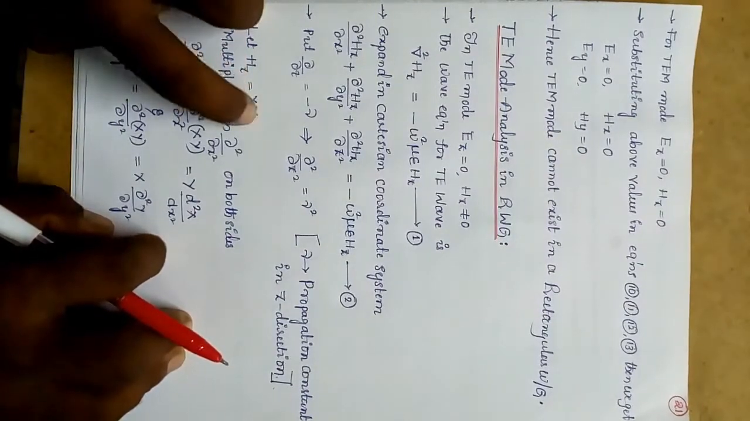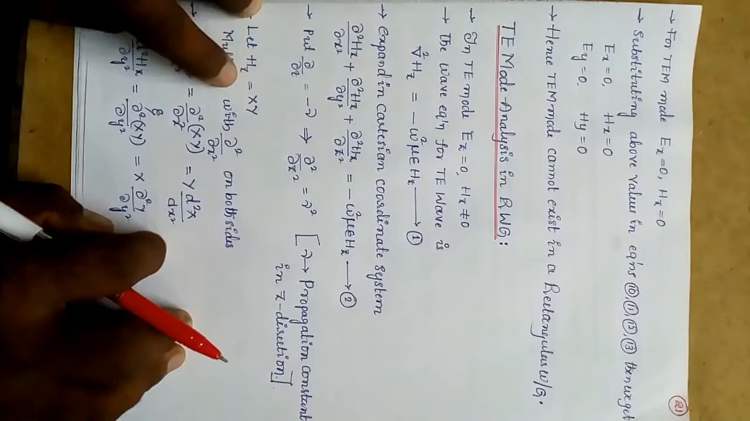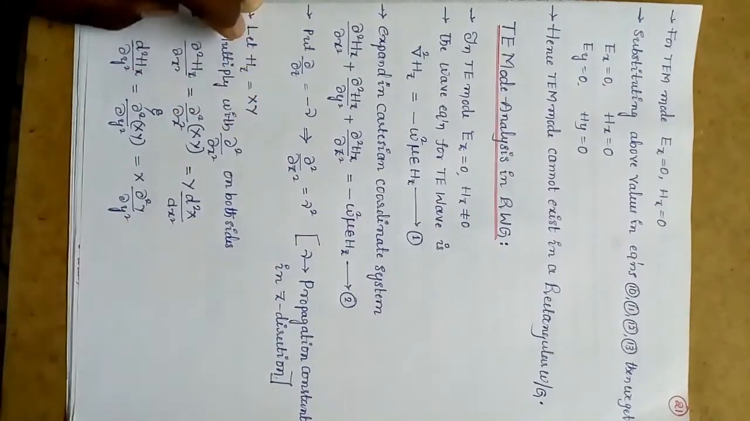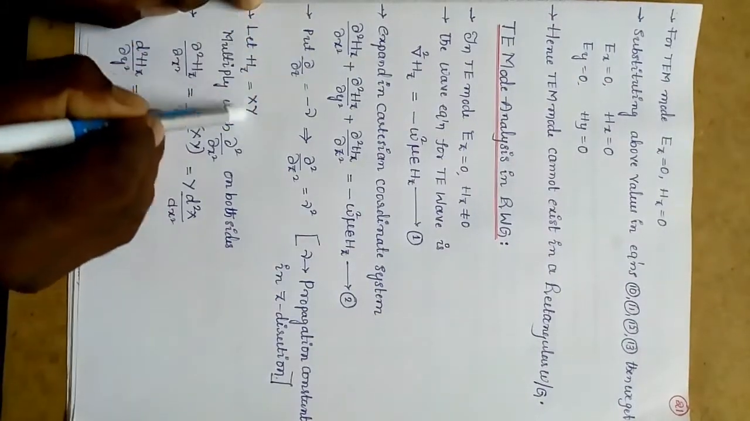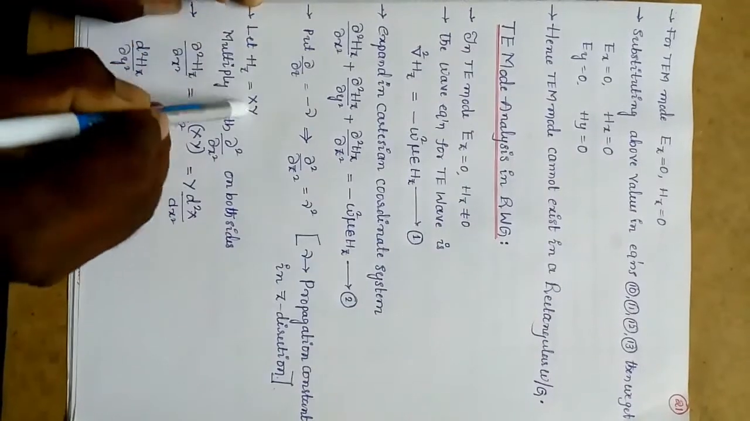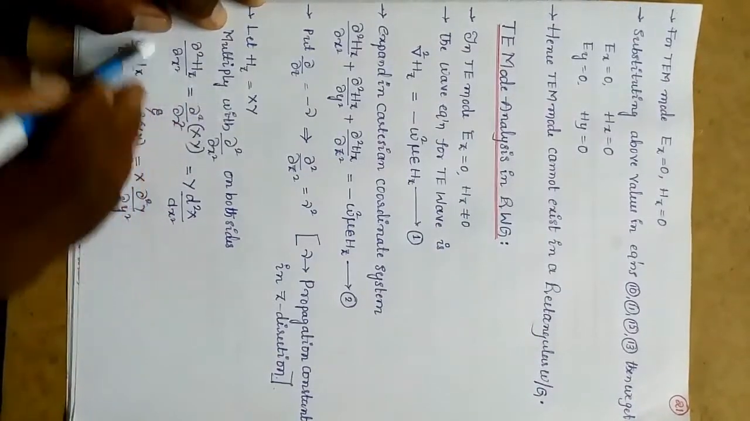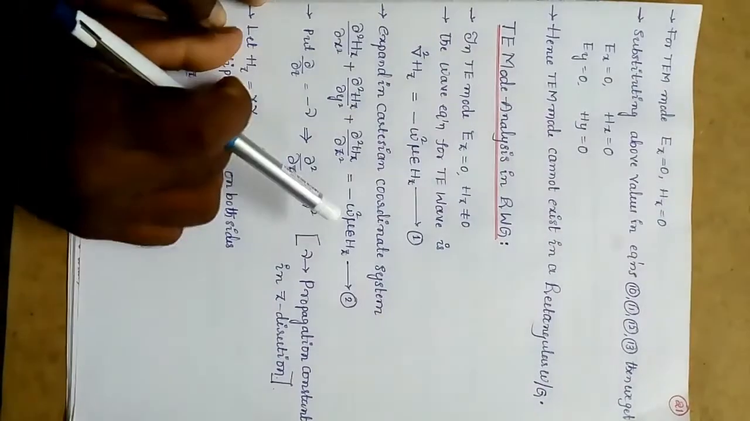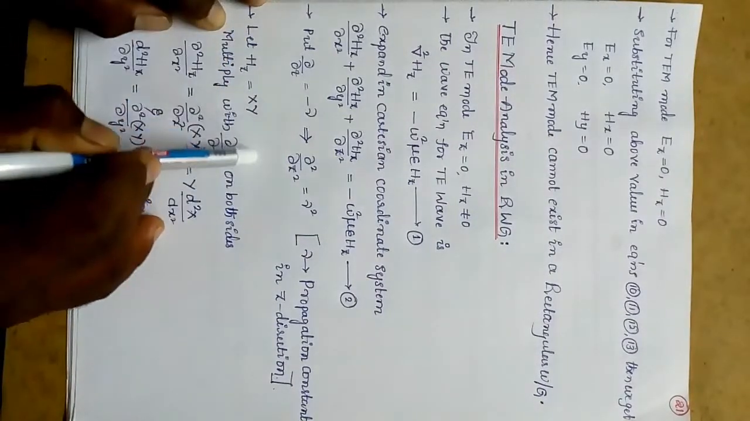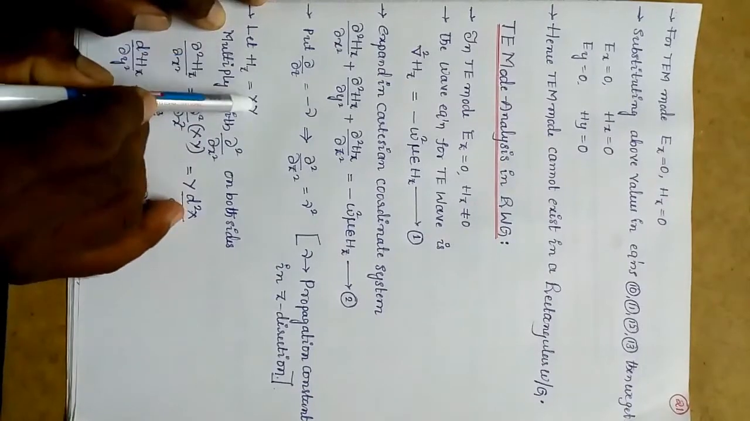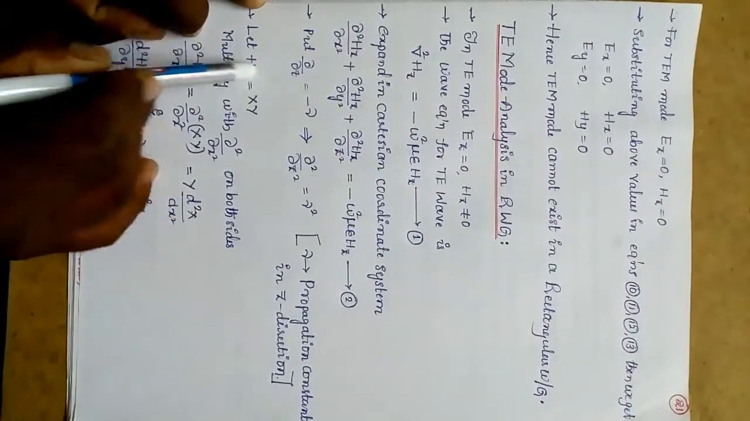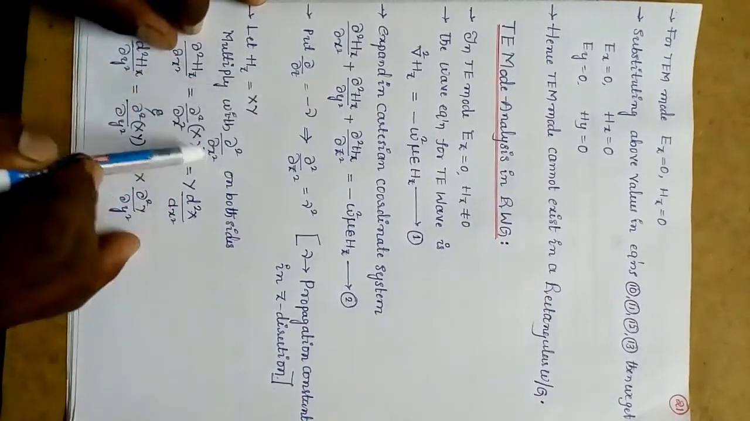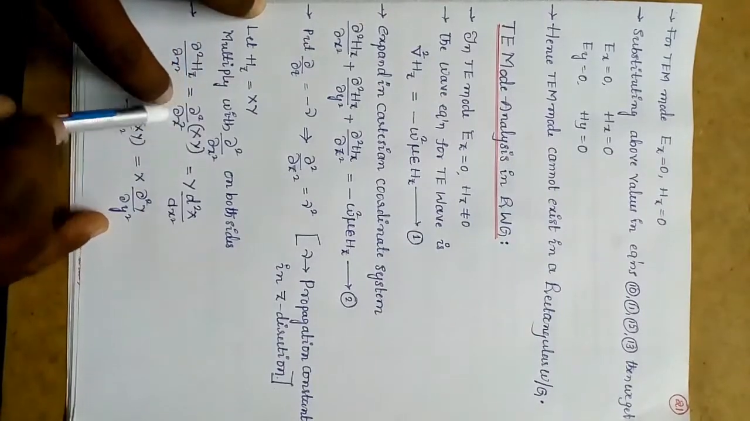Let Hz is equal to x into y. Here x and y are the parameters. So Hz is equal to x into y. You remember this, it is very important. Let Hz is equal to XY. Multiplying with dou square by dou x square on both sides, we get dou square Hz by dou x square is equal to dou square XY by dou x square.